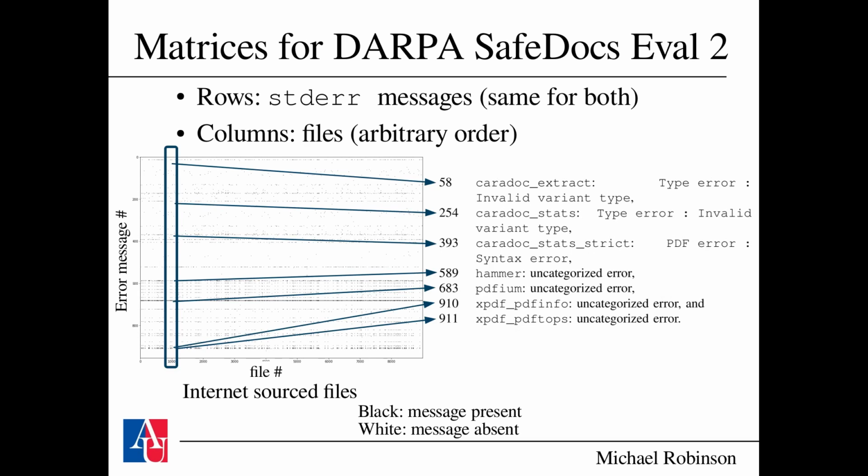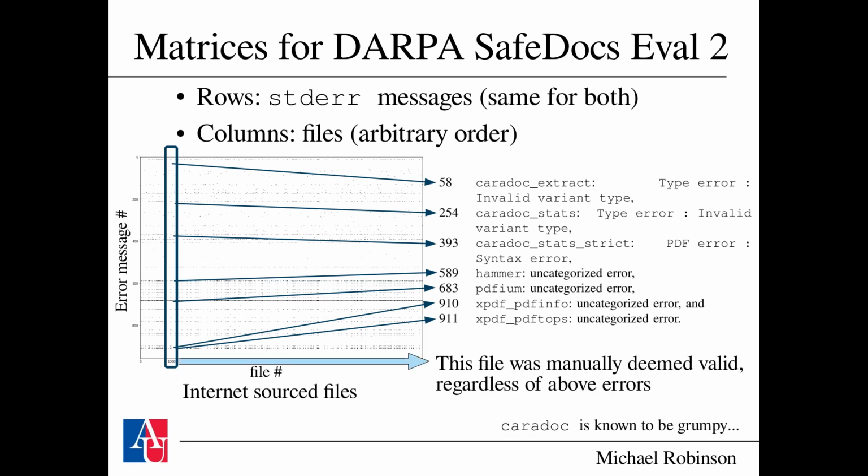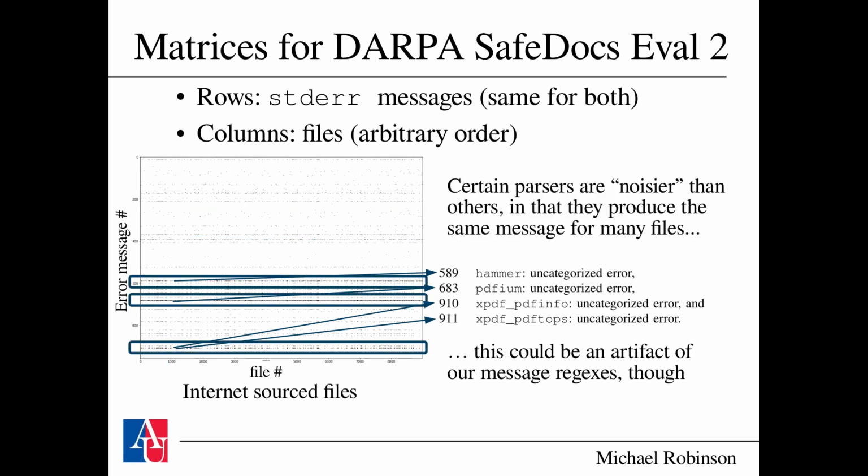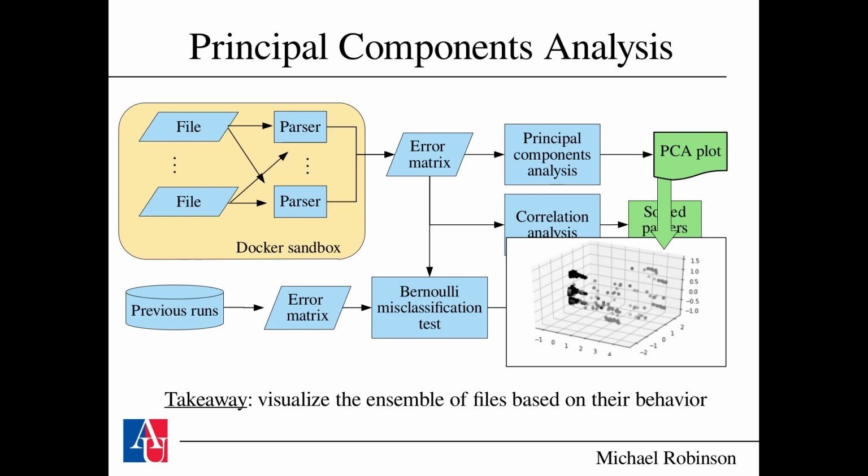So here there's a bunch of Caradoc errors and a bunch of uncategorized errors. These are places where our regular expression coverage wasn't so good. This particular file was deemed as valid by the evaluation team, so even though Caradoc found some errors, it's still valid. If you look row-wise, you can see that there are some dark bands. Much of this is due to a lack of good regular expression coverage on our part, but some of them are just due to the fact that some parsers are noisier than others.